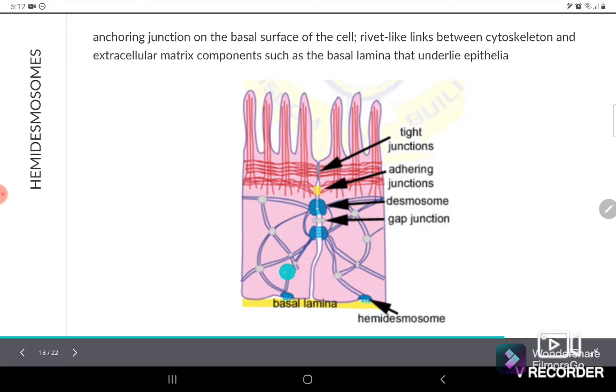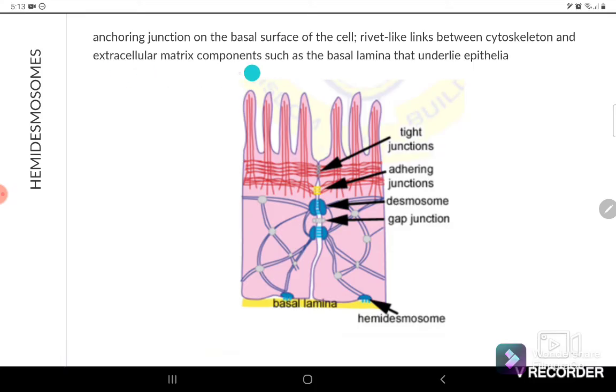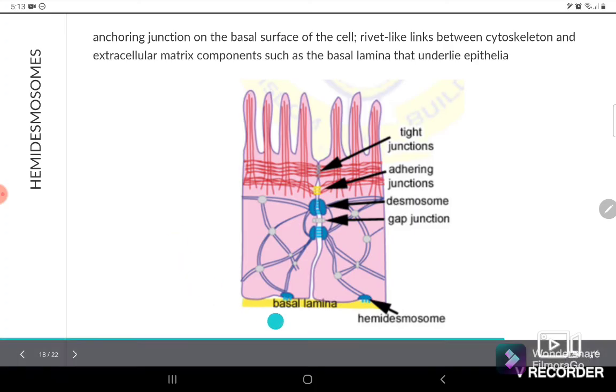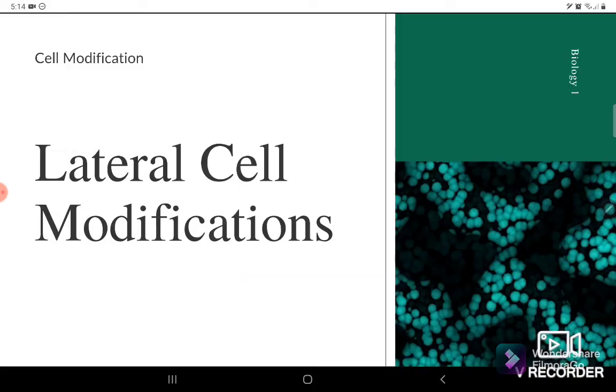So these hemidesmosomes have the function of anchorage, attaching themselves to the base surface of the cell. The cytoskeleton and extracellular matrix components are attached to the basal lamina with the help of the hemidesmosomes.